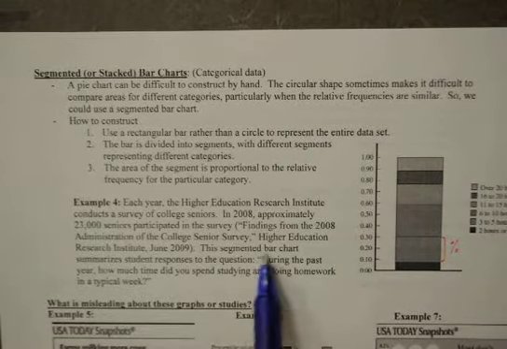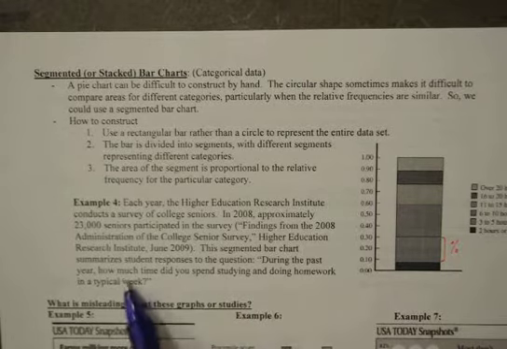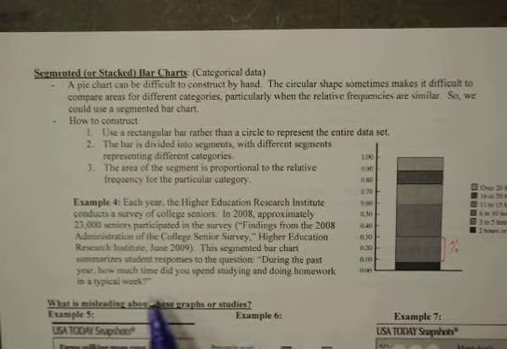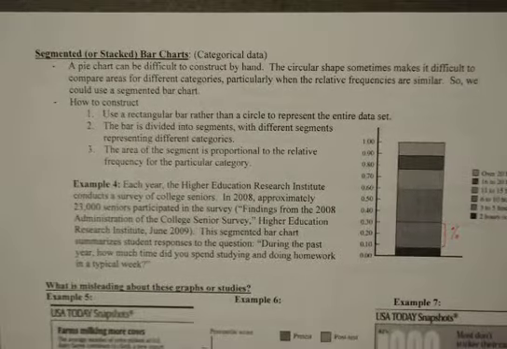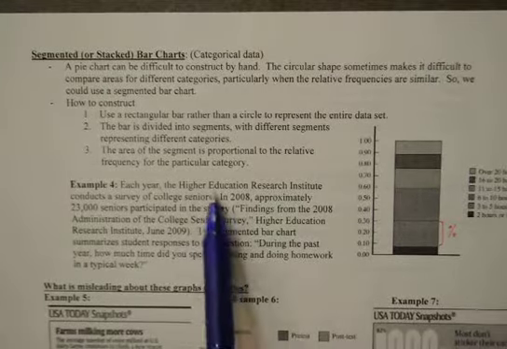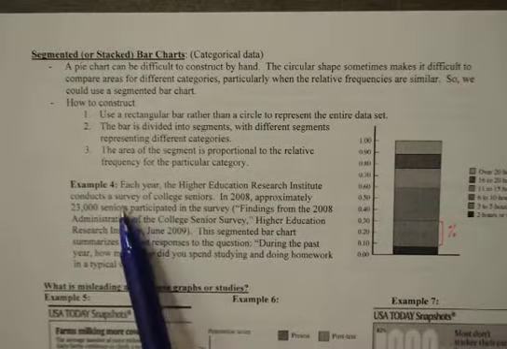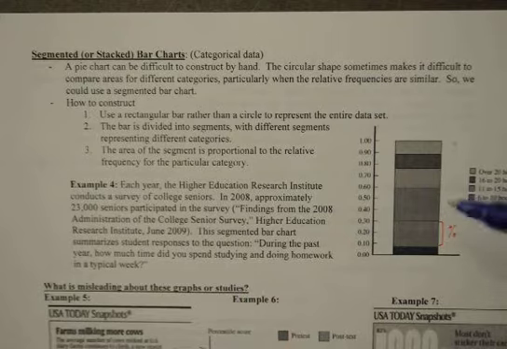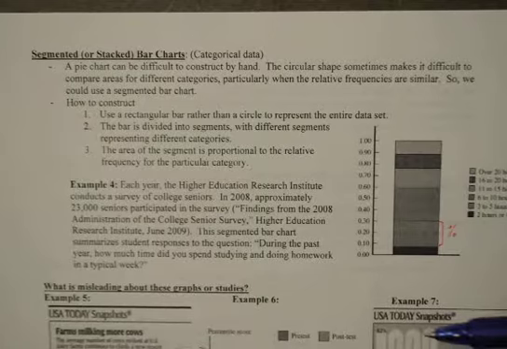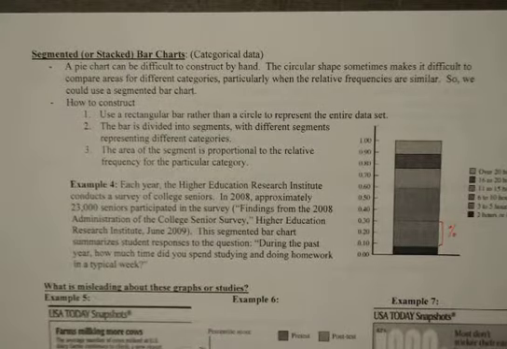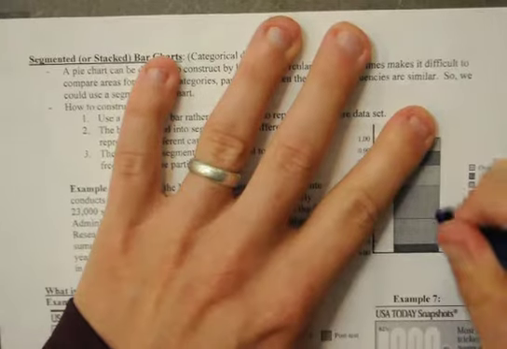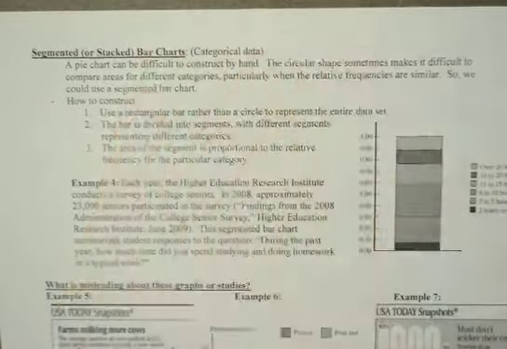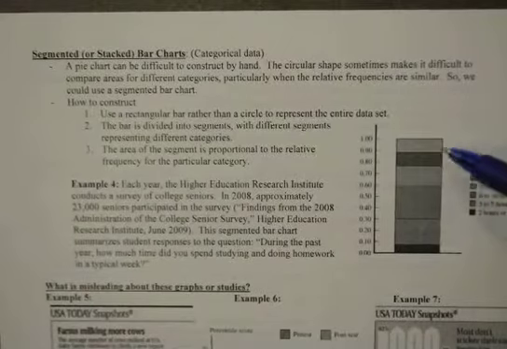Alright, so over to the side here, this segmented bar chart summarizes students' response to the question during the past year. How much time did you spend studying and doing homework in a typical week? Okay, probably not the best example here, because shame on you, Higher Educational Research Institute. You think that the students are going to respond correctly here? Probably not. Call it a response bias. So anyway, whether or not this is good data is not the point. The point is that this is a segmented or stacked bar chart.